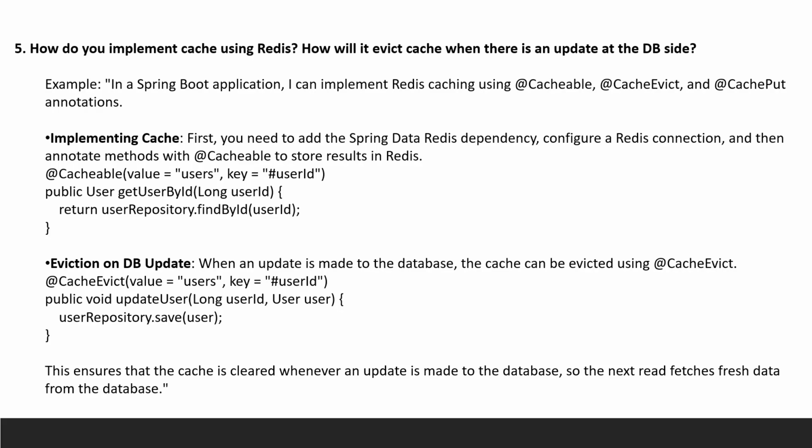For example, if you want to cache some user data, we can use @Cacheable with value equal to users, whatever we are getting, and key is userId. With this, it will be cached. Next time, whenever a request comes for getUserById, it will check in the cache. If it is present, it will take it from there itself instead of going to the database. With that, the performance will be better, right?